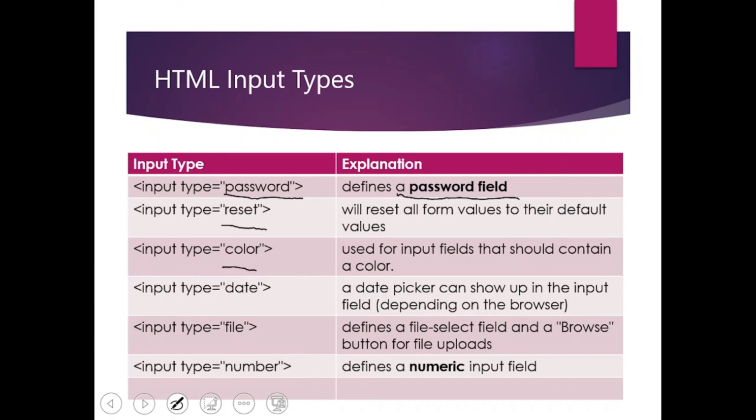Input type equal to color is used for input fields that should contain a color. So if you want a color to come in the background, then you need to write input type equal to color. In a text box, whenever we have entered anything, you can see the background is always white. But if you want any specific color to be given, then you can do this with the input box. A specific color will come up in the background, and once you have entered the value, you can change the background as well. So that is input type equal to color.